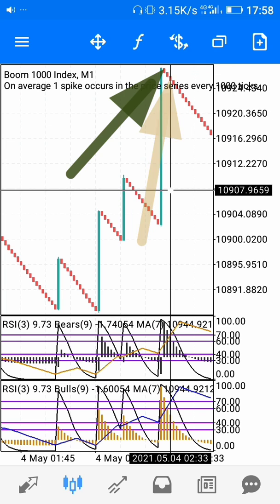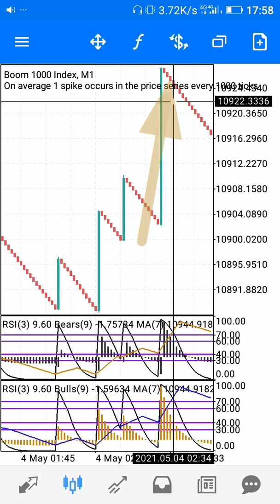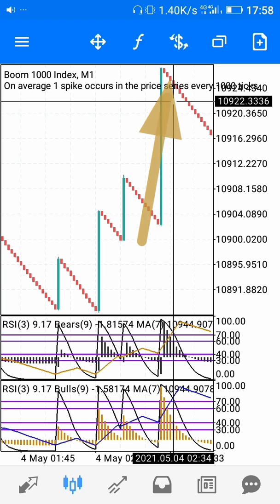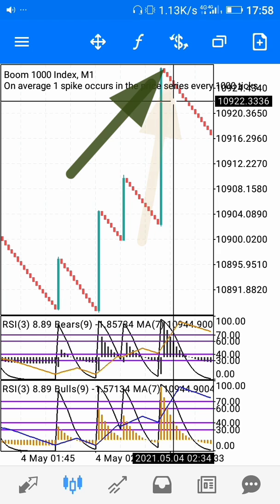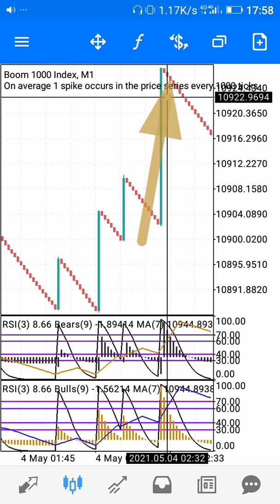If the crossing exceeds or happens after the third candlestick, please do not take the trade. But if it happens between the first candlestick after a spike and the third candlestick, take the trade.